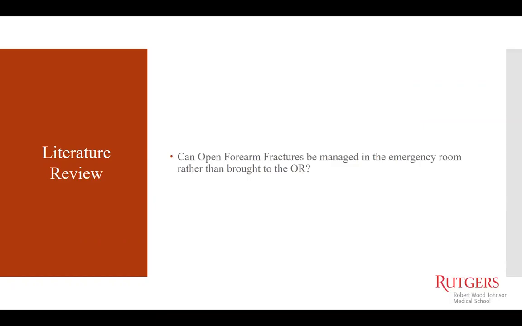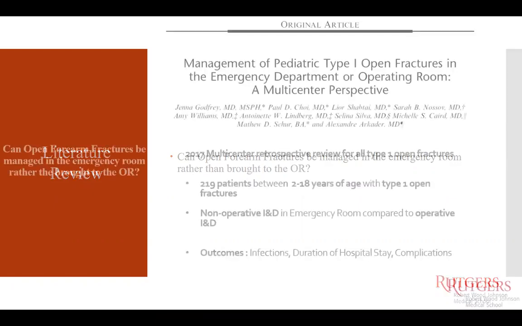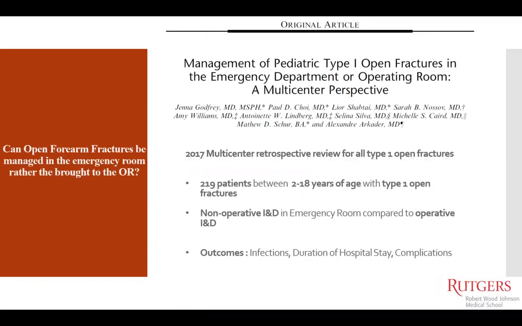So for a literature review, we wanted to ask a few different questions. There are a lot of potential topics here. We chose: can open forearm fractures be managed in the emergency room rather than brought to the OR? There was a 2017 multi-center retrospective study that looked at 219 patients between 2 and 18 years of age, all with type 1 open fractures. They compared non-operative irrigation and debridement in the emergency room to operative irrigation and debridement. The outcomes were infections, duration of hospital stay, and general complications.